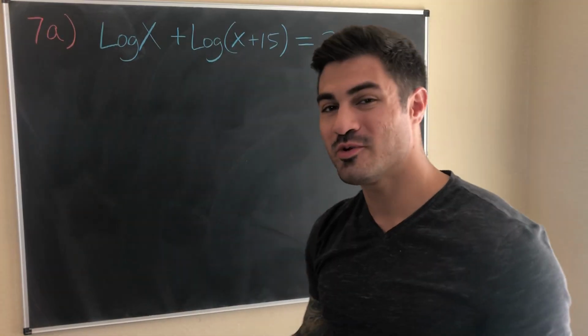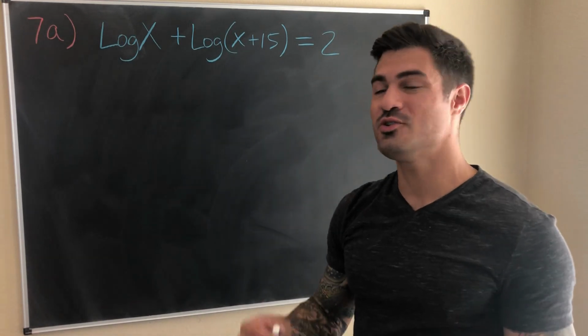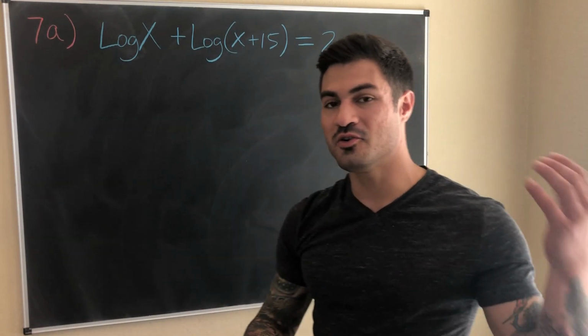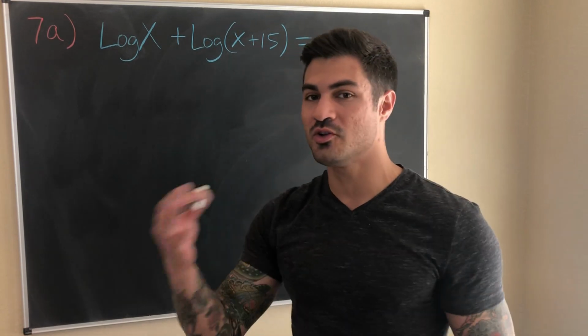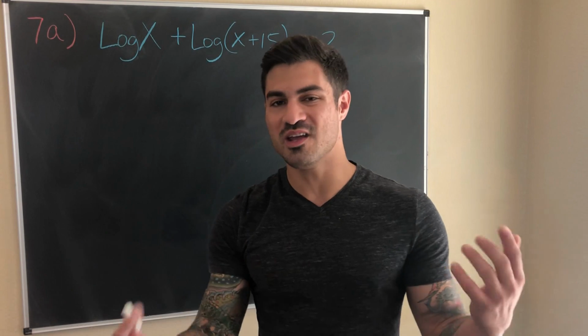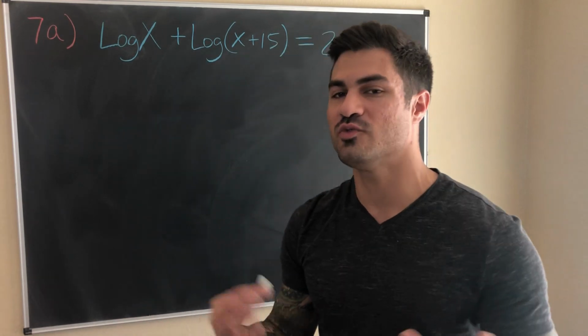All right, now for number 7, we're gonna solve some log equations. There are 2 different things you really want to get out of these log equations. Either log of something equals log of something, or log of something equals some number. If we can get either of those things, then we can solve the equation really easily.